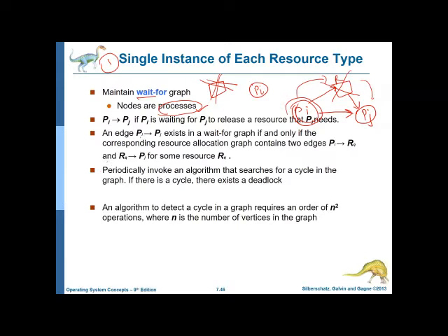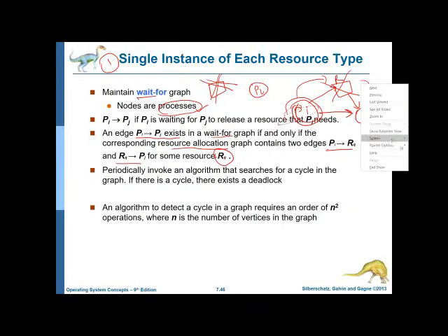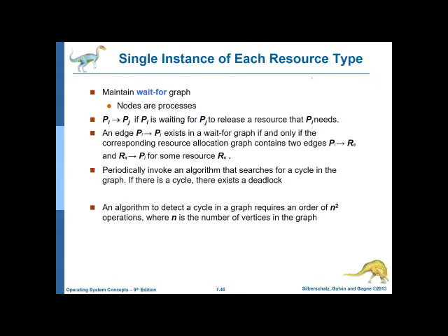So you can say an edge Pi to Pj exists in a wait-for graph if and only if the corresponding resource allocation graph has two edges, that is from Pi to Rq and from Rq to Pj for some resource Rq. So that is what I have drawn over here. I'll just show it again. Suppose that we have a resource Rq and there is a process Pi that is requesting the resource Rq, where the resource Rq is already held by Pj.